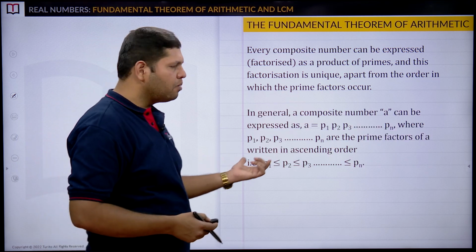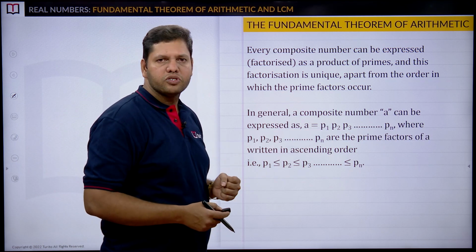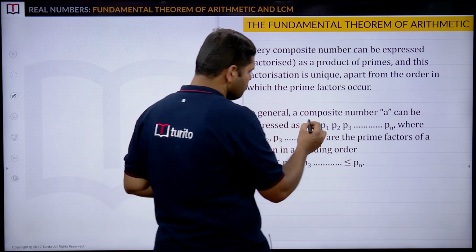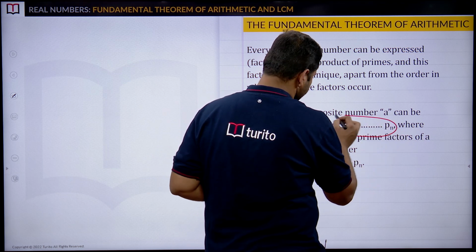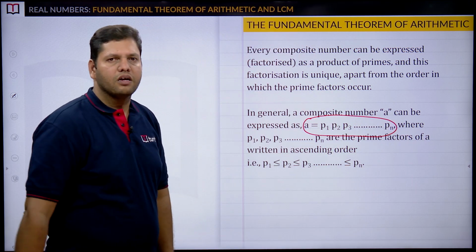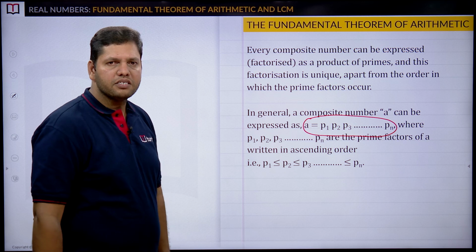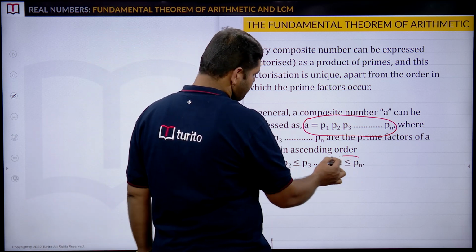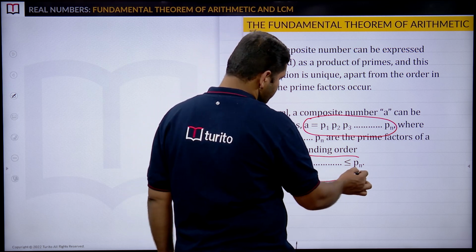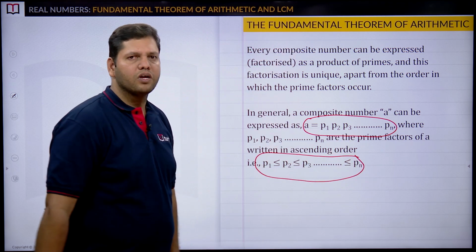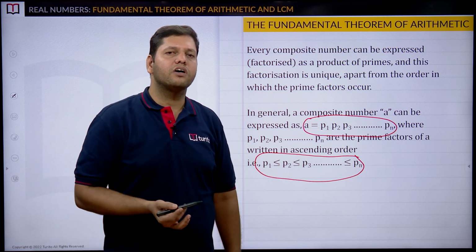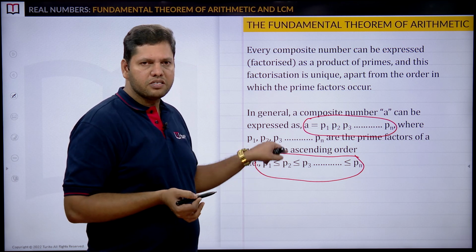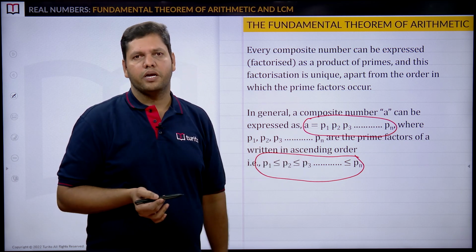See, children, the same thing I am writing here. I am taking A as one composite number. So we can write this A as a product of its prime numbers like P1, P2, P3 and so on up to Pn. If I write all these factors in ascending order, ascending order means from a small number to a bigger number, how can it be written? P1 is less than or equal to P2, less than or equal to P3, and so on up to Pn.